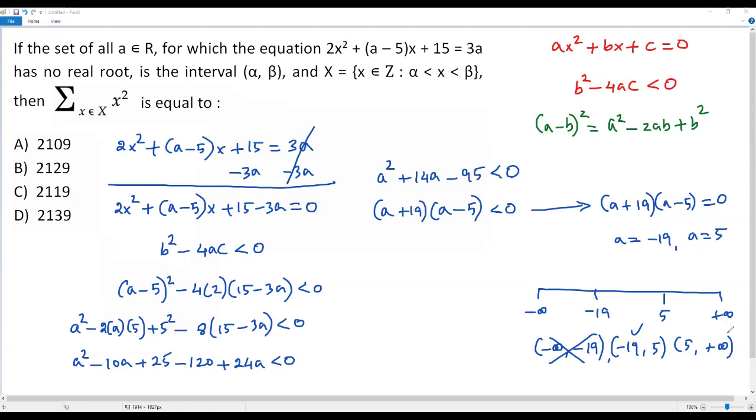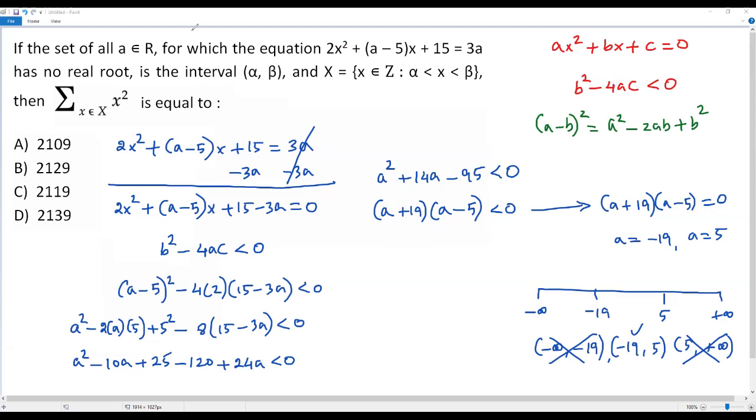Now let's verify the third interval, that is 5 comma positive infinity. For that, we can take a random value, let me take 6. When I plug in a equals 6 over here, it will be positive 25. And when I plug in a equals 6 over here, it will be positive 1. A positive value times a positive value will be positive, and a positive value less than 0 is false. So the third interval, 5 comma positive infinity, does not satisfy the inequality. We can reject the third interval as well. So only the second interval, negative 19 comma 5, satisfies this inequality.